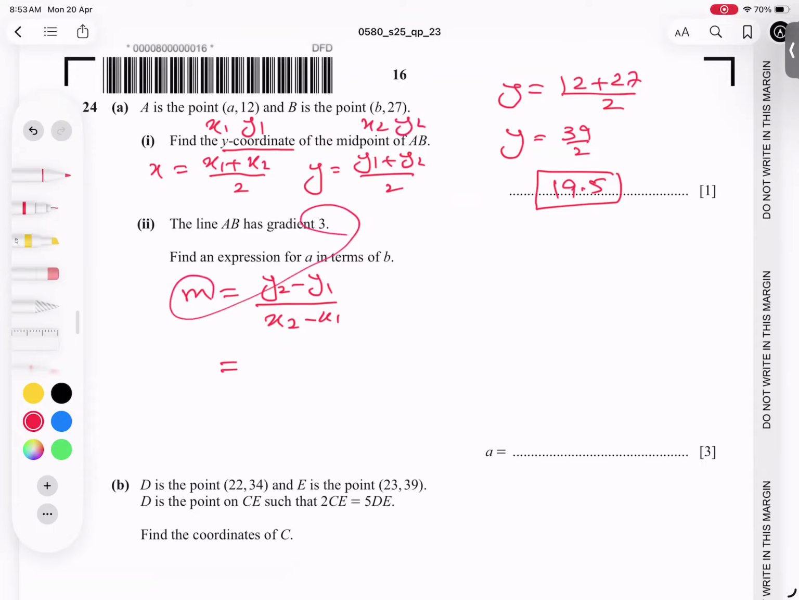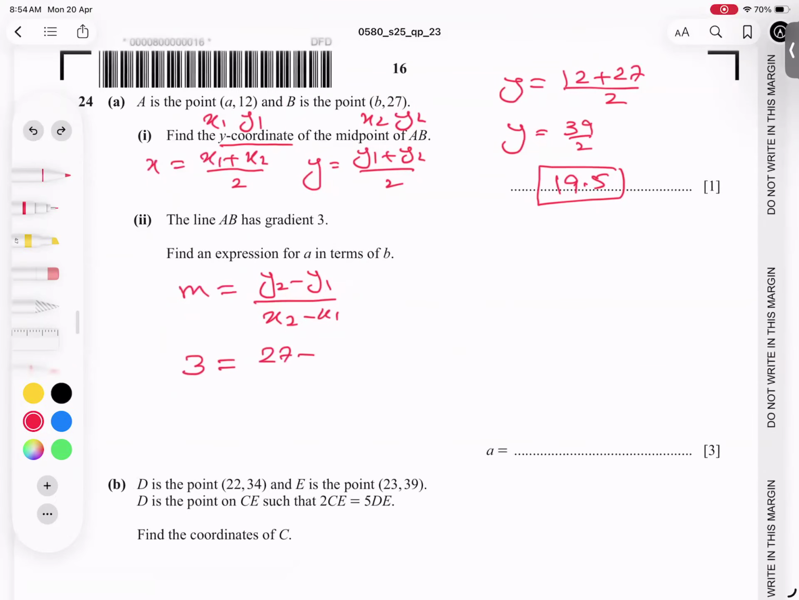And this I'm replacing by 3. Y2 I've taken 27, I'm writing 27. Y1 I'm taking 12, I'm writing 12. X2 I'm taking B, so I'm writing B. X1 I'm taking A, so I'm writing A. Now what is my ultimate target? Express A in terms of B, so A is the subject.